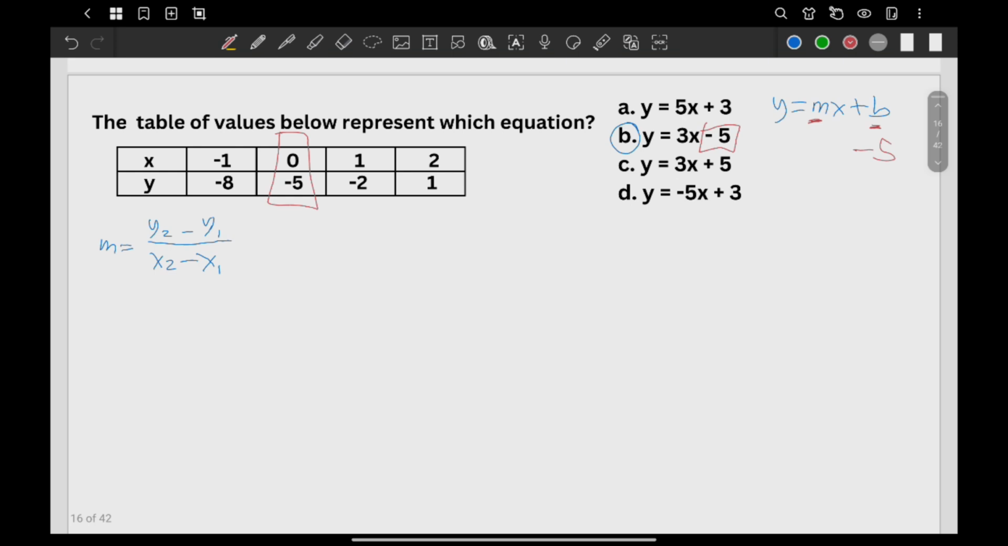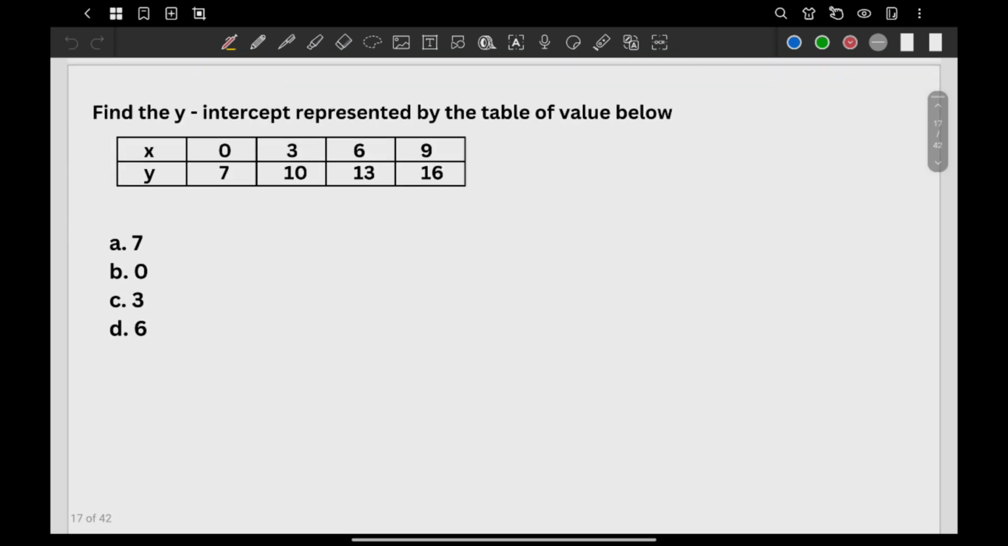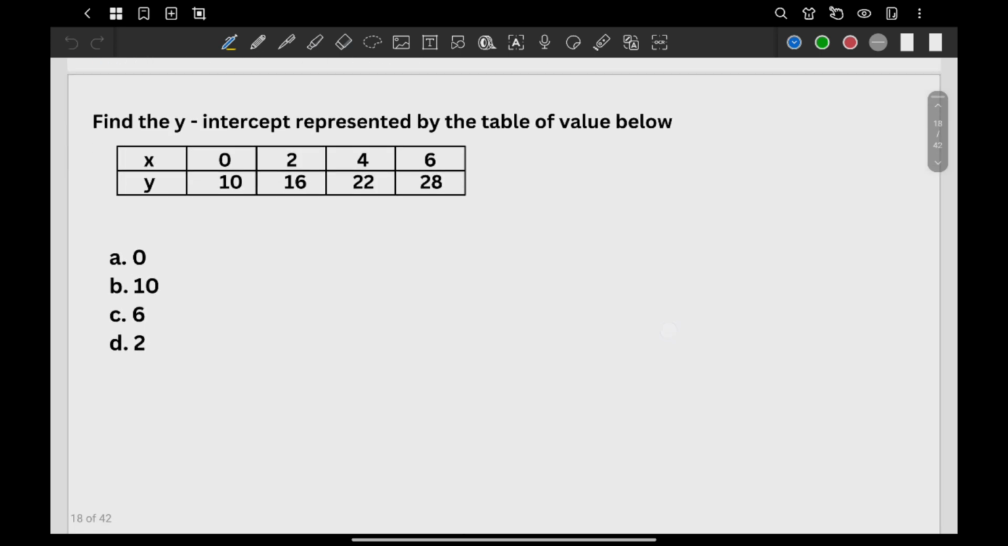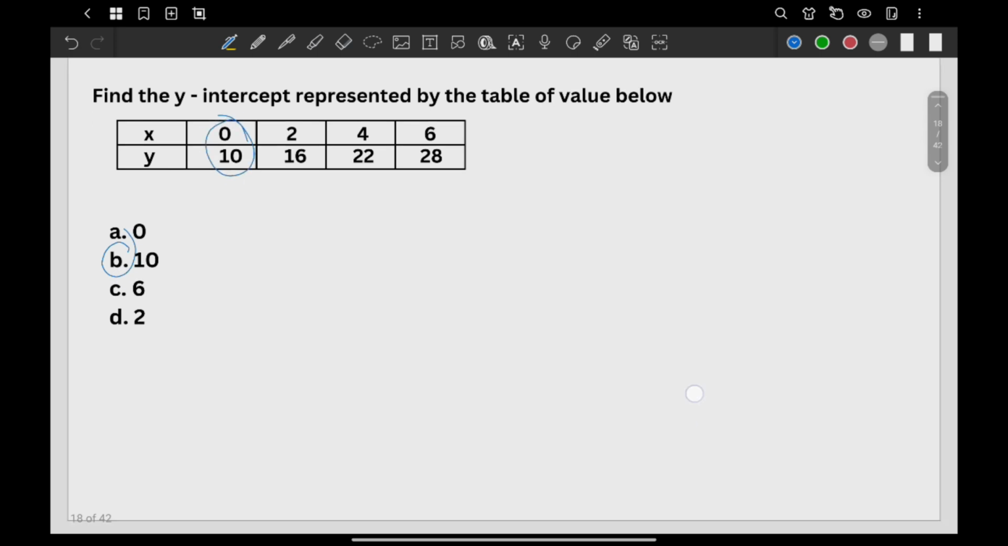Okay, next one. This one, find the y-intercept. Again, if you're asked for the y-intercept and on your table there is a 0 on the x, automatically the other number there, the y value, is already your y-intercept. As simple as that. So the answer here is letter A, 7. Next one. Still y-intercept. Basic, right? This is 10. Next.